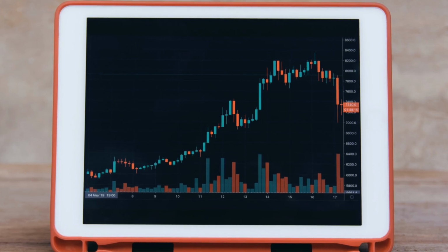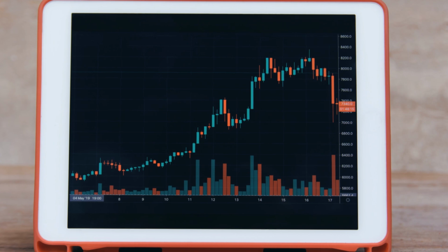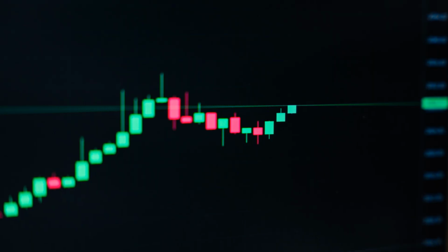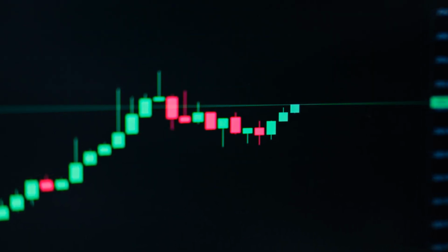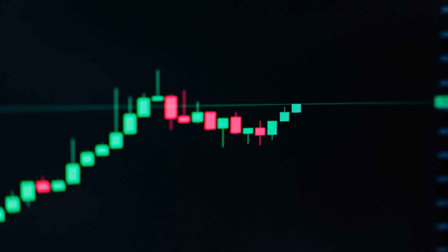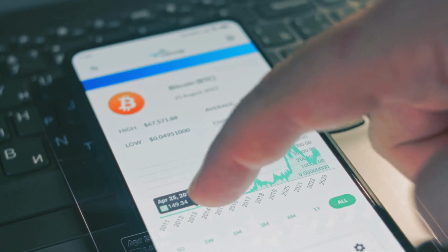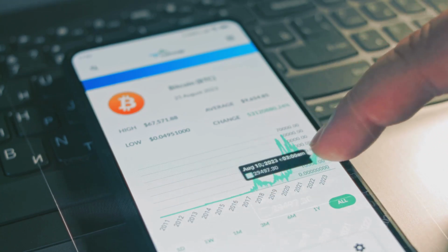Once you see the price breaking out with strong volume, that's your cue to enter the trade. Your entry point would ideally be slightly above the resistance level for a buy, or slightly below the support level for a sell. This ensures you're getting in at a favorable price and minimizes your risk.